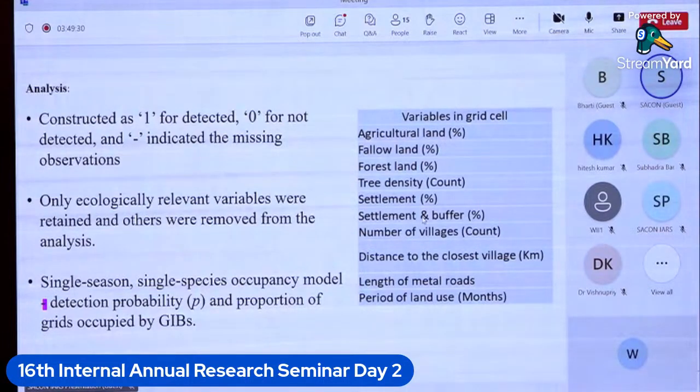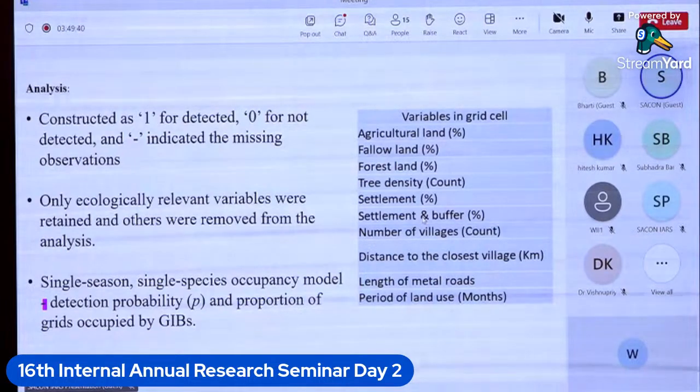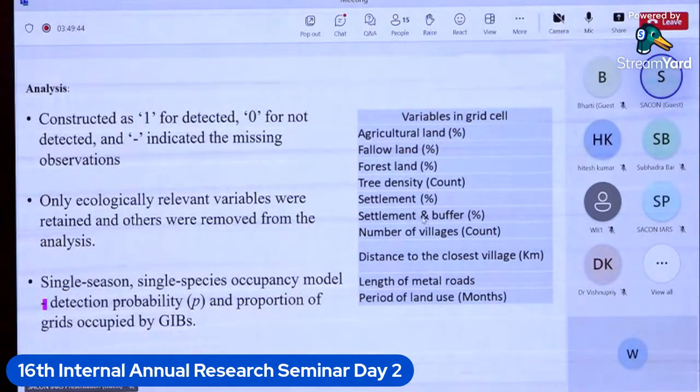For all these grids we also collected various variables like agricultural land, fallow land, forest land, tree density, settlement, villages, distance to the closest village, length of roads in the grid, and period of land use. And using these variables, we fitted a single season, single species occupancy model for detection probability and the proportion of grids occupied by GIBs based on the people's response.